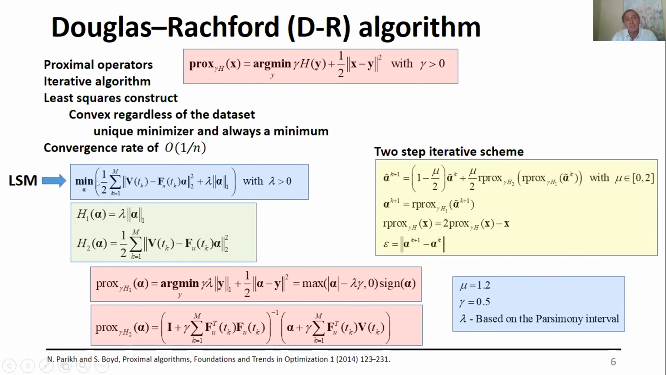Okay, so this is our least square minimization, and we define our function h1 as lambda times the L1 norm of alpha, and we have h2, and we apply the proximal operators on these. And as described in this reference here, we set this up as a two-step iterative scheme to determine alpha. Here you see a gamma, and here you see a mu, and these are basically hyperparameters that come with the scheme. And lambda is another constant, a regularization parameter, but we determine that based on the parsimony interval.